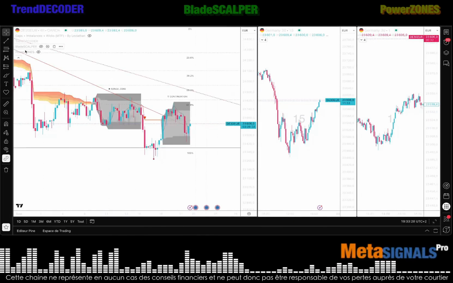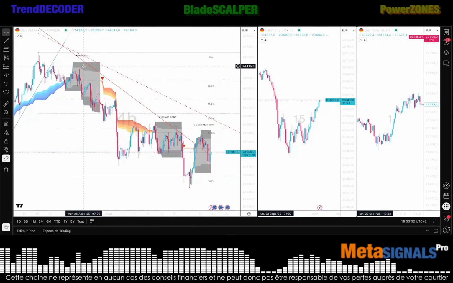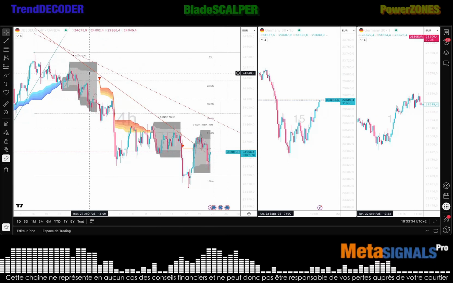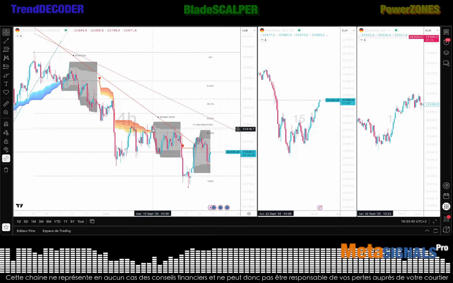I'm going to activate trend decoder. So what do we see? We can see it's very clear. There's no issue with that. We can see we're in a downtrend with a reversal that was identified on August 25th. We're going down, going down.